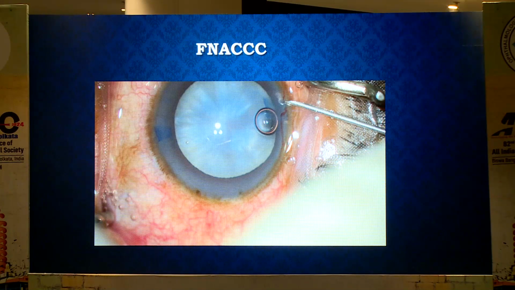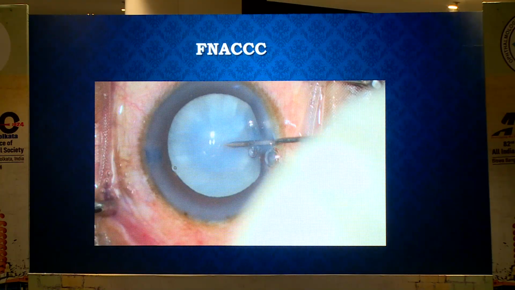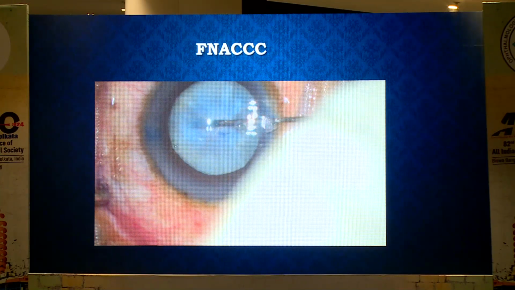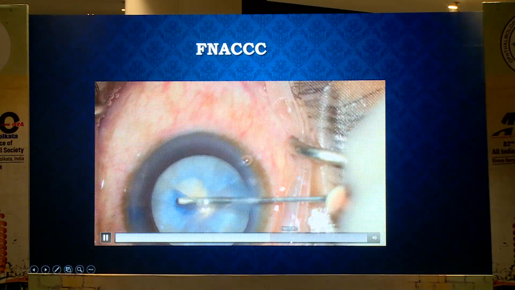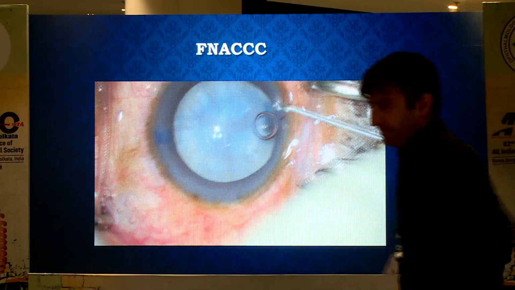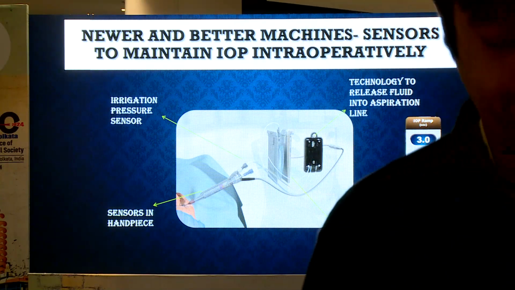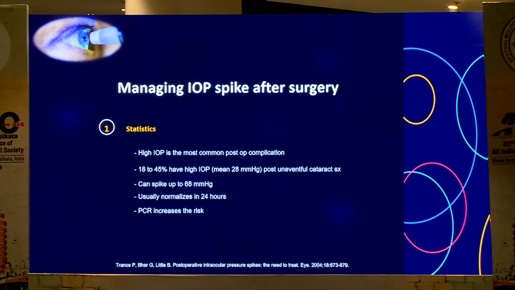So we can employ techniques like the fine needle aspiration technique, where we use a 30 gauge needle, bevel down, and decompress the lens, aspirating the lens material. We can see the convexity has come down already, the intralenticular pressure is down, and the phaco can be completed with ease after a successful CCC. Also, newer and better machines are available with sensors in the handpiece and active fluidics, which help in maintaining the intraocular pressure during the intraop period.